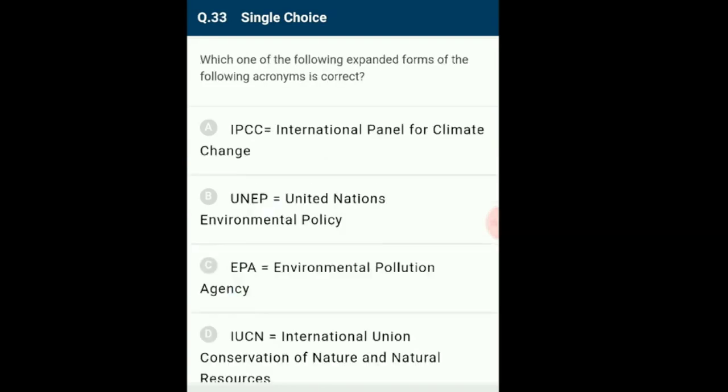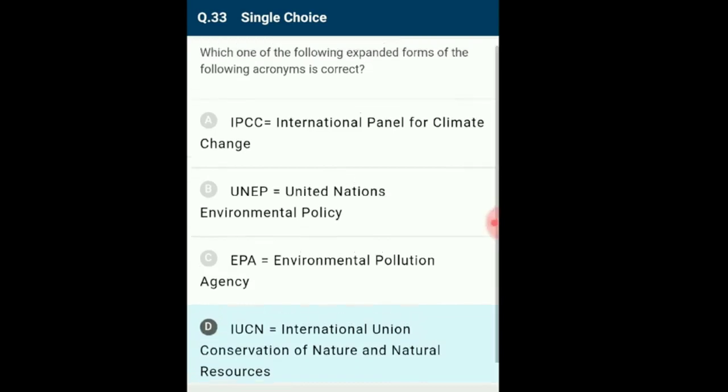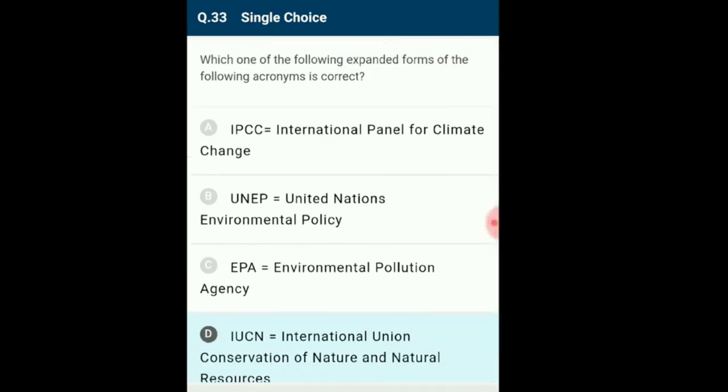Question number 33. Which one of the following expanded forms of the acronyms is correct? The correct acronyms are IUCN, International Union for Conservation of Nature and Natural Resources, IPCC, Intergovernmental Panel on Climate Change, UNEP, United Nations Environment Programme, EPA, Environmental Protection Agency. So the answer for this question is option D, IUCN, International Union for Conservation of Nature and Natural Resources. That is correct about the acronyms.